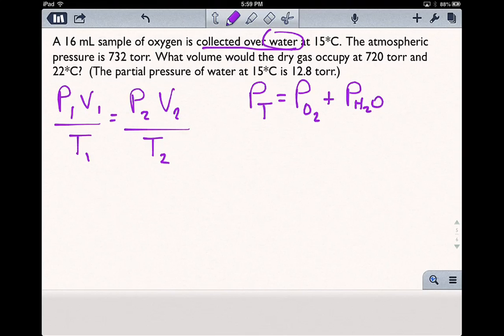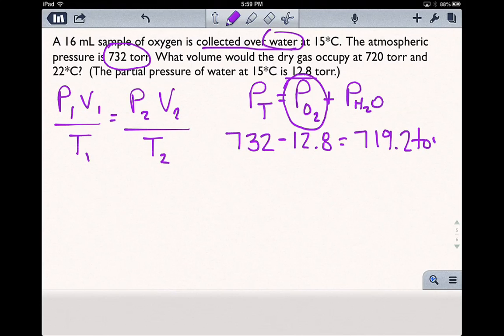So the total pressure is going to be equivalent to the atmospheric pressure. So you can just plug that in right there. And then we're looking to find this guy. We want to know the pressure contributed from just the oxygen gas. So that's where we're going to use this constant 12.8 for water at 15 degrees Celsius. You can simply subtract that from the total pressure, and this will tell you the pressure that the oxygen contributed to this scenario. So when you do that, you should get 719.2 torr. So that is the pressure from just the oxygen gas.